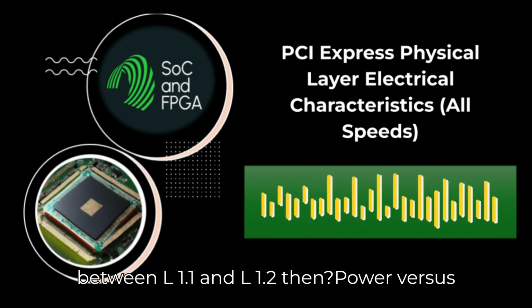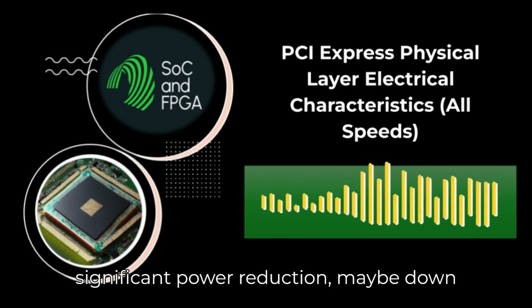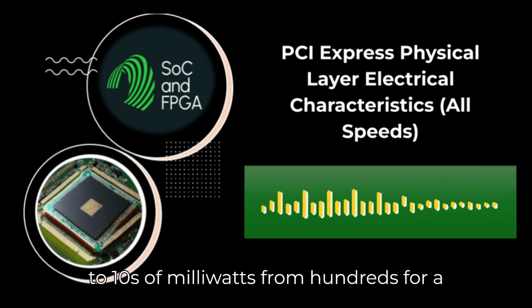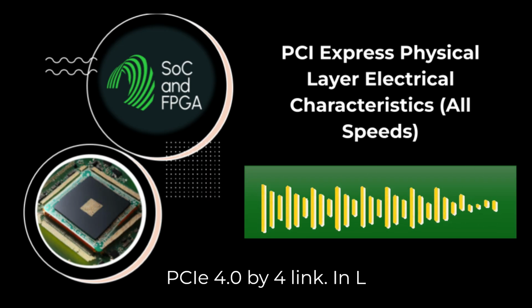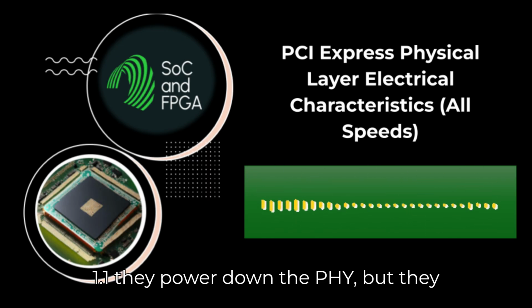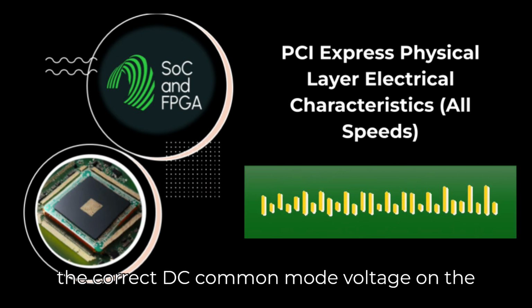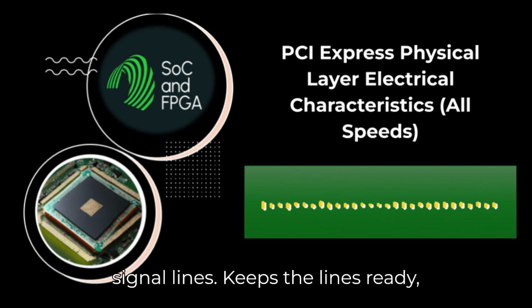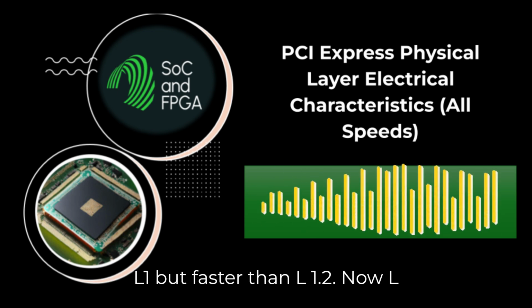What's the difference between L1.1 and L1.2 then? Power versus latency, again. L1.1 gets you significant power reduction, maybe down to tens of milliwatts from hundreds for a PCIe 4.0 x4 link. In L1.1, they power down the PHY, but they keep a small circuit active to maintain the correct DC common mode voltage on the signal lines. Keeps the lines ready. Right. So the exit latency is longer than L1, but faster than L1.2.